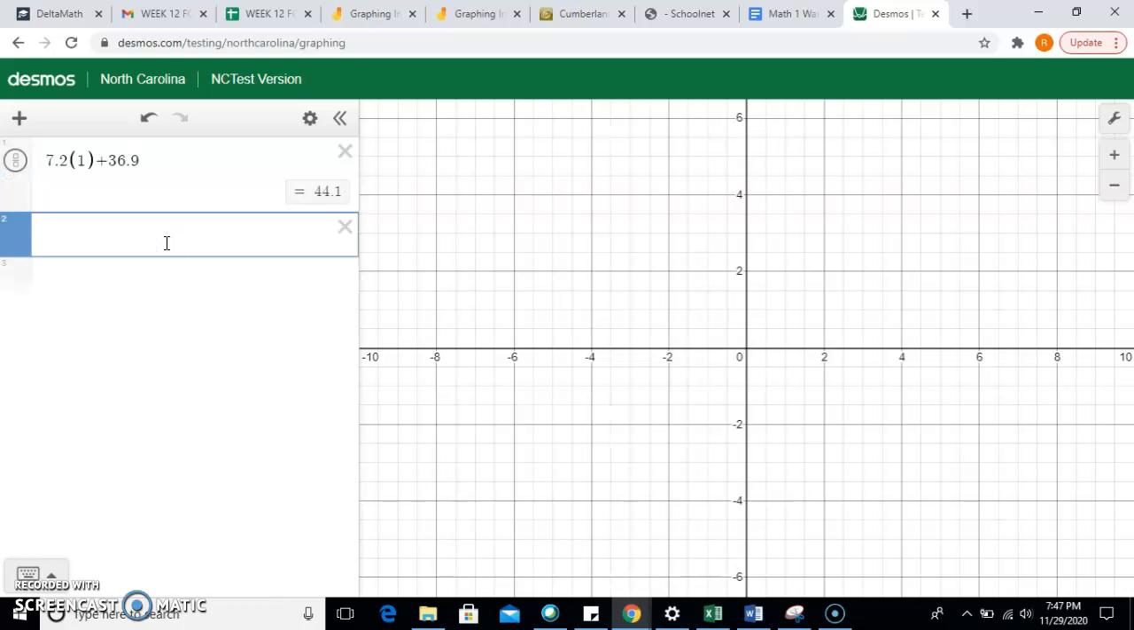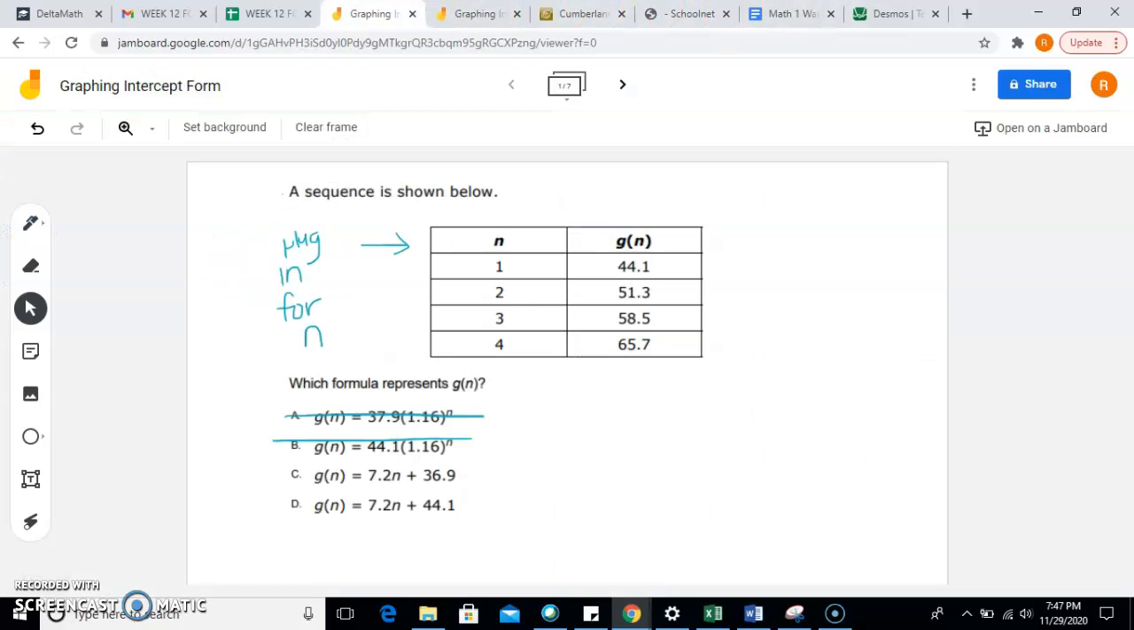So what I'm going to do now is check my next number, which was a 2. And that's coming up with 51.3. So if I come back to my problem, 2 numbers worked, the 1 worked, and the 2 worked. So our answer would be letter C.